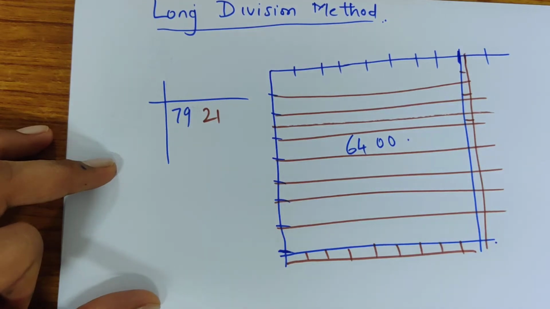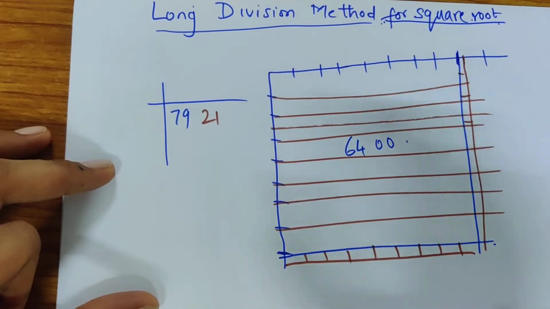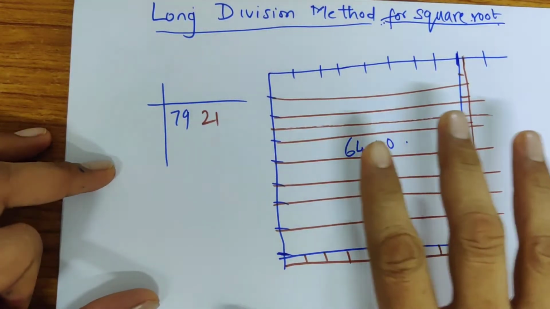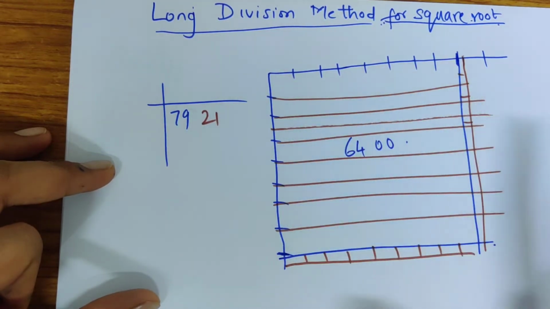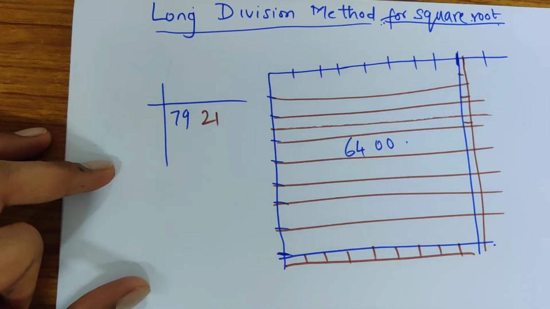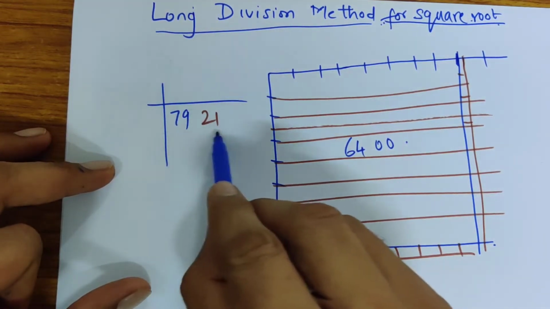Okay, so let's look at the long division method for square root. In this video, I just want to look at a little bit of the visualization and why we do that doubling thing, which irritates people. So of course, there's a number given, 7921.